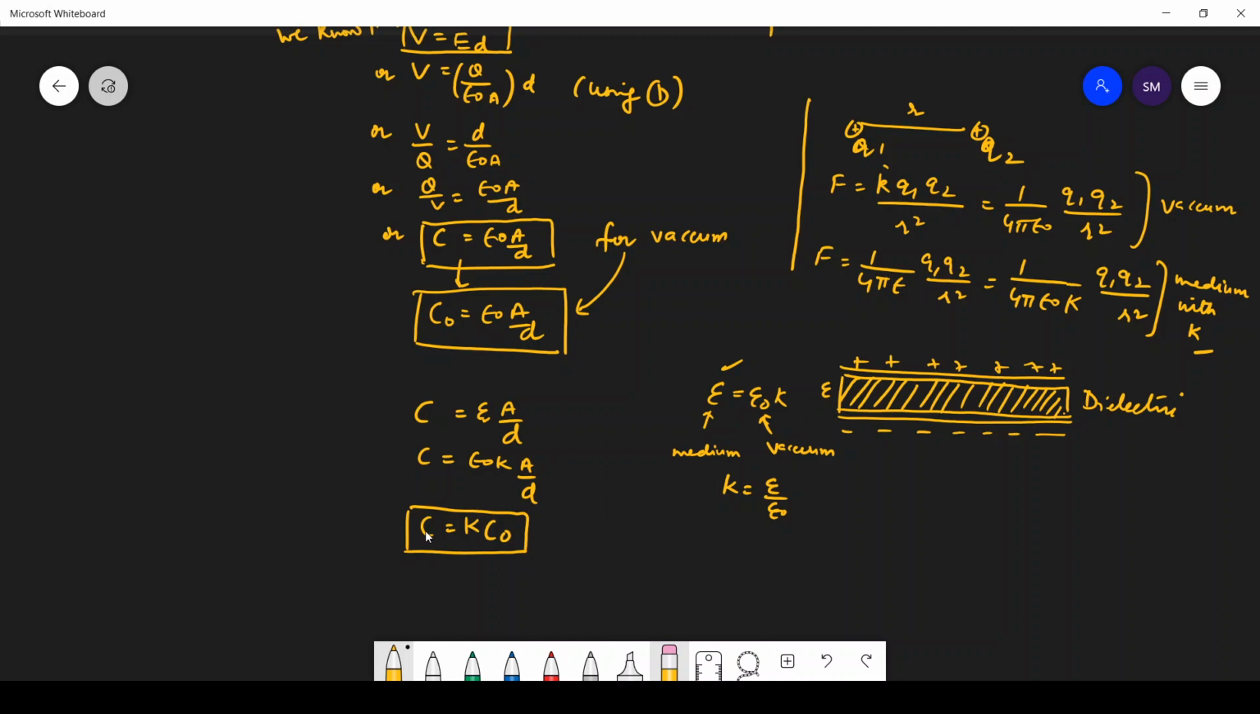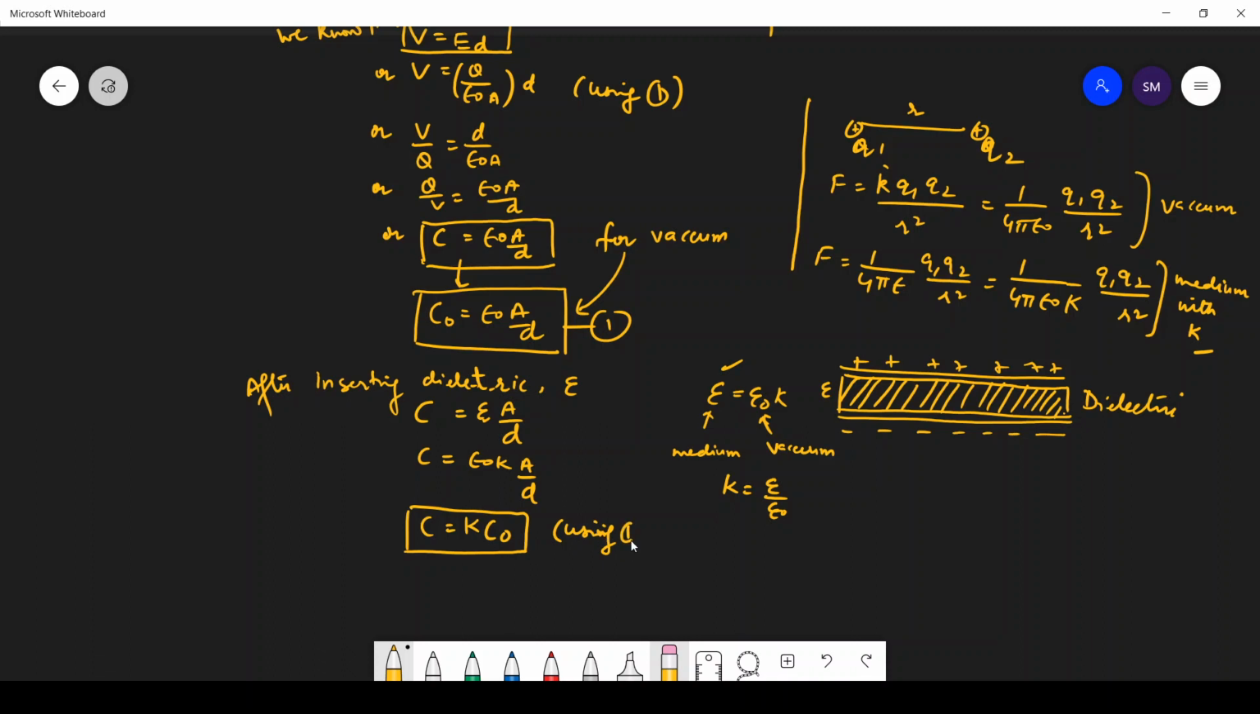It means my capacitance has increased. So here, after inserting the dielectric with permittivity epsilon, this formula will be this, and I have just put the value of epsilon, that is equal to epsilon naught K, and this is equation number 1. So I have used equation 1 over here.